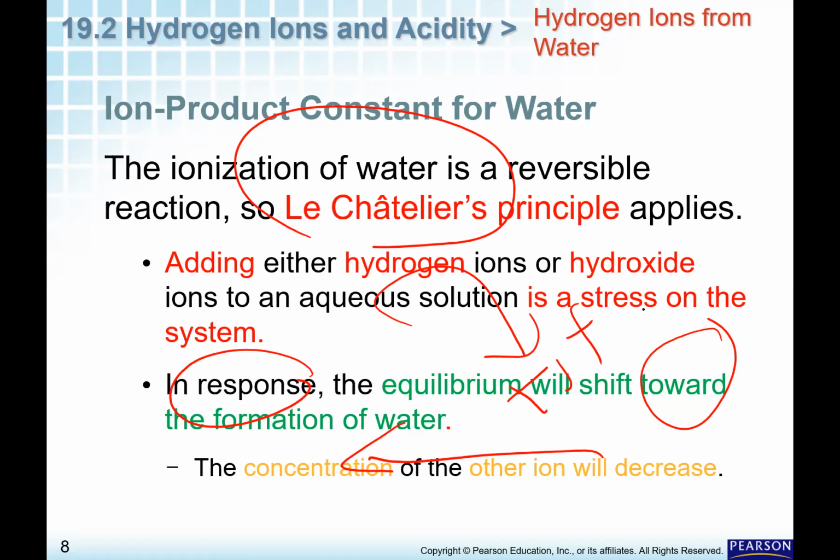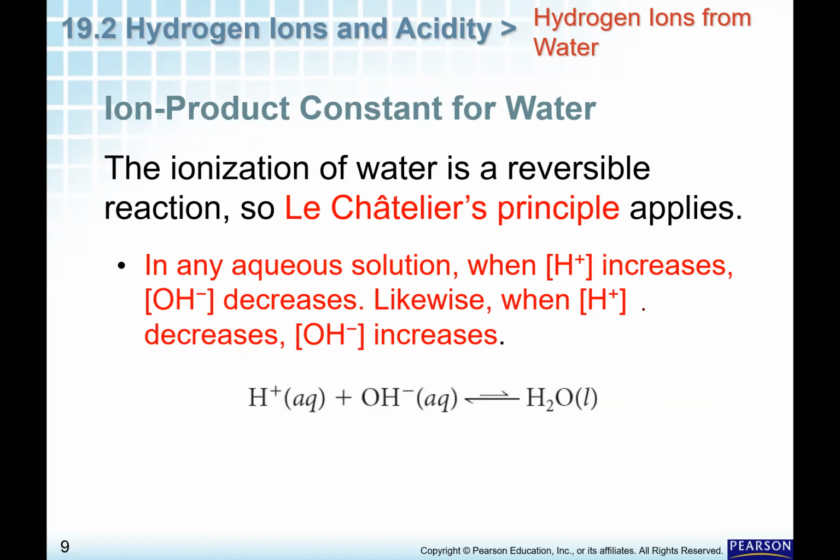Okay, so increasing the H+ will push the OH- to decrease. The same thing applies to the hydroxide ion. Adding more hydroxide ion will push the reaction to move backward, and that will make the hydrogen ion less. This way we can conclude that in any aqueous solution, when the concentration of H+ increases, OH- decreases. Likewise, when H+ decreases, OH- increases.